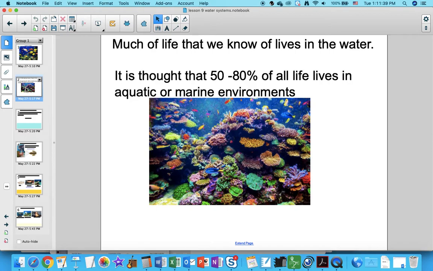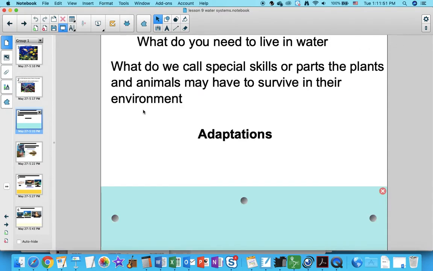So, much of life that we know of lives in water. It is thought about 50 to 80% of all life on Earth either lives in aquatic freshwater environments or marine environments. So, what do you need to live in water?